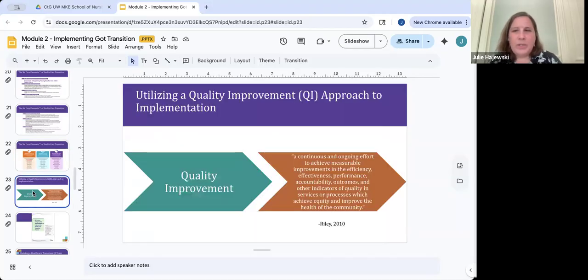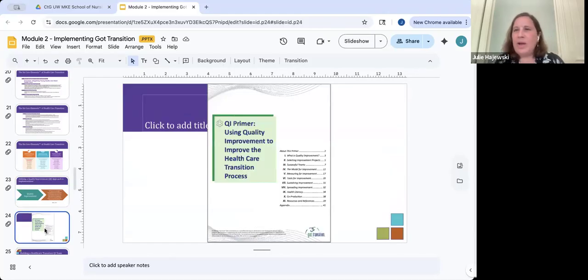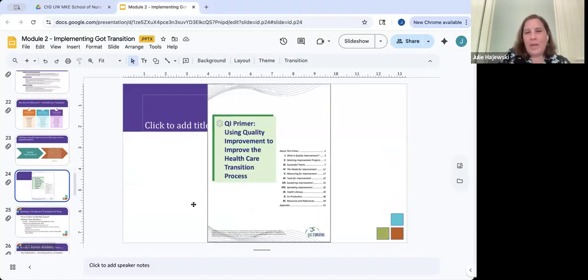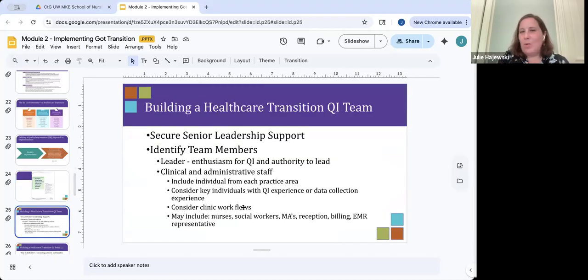They very strongly encourage clinics, practices, and healthcare systems to take a QI approach to the implementation of a transition process with patient populations. And this comes from that standard Riley definition of QI, right? Continuous and ongoing effort. So much so that they actually have available for you right on Got Transition what they call their QI primer. If you want to implement Got Transition and you want to use this QI process, here is the guidebook for you. We've made it easy. And through this guidebook, they have all the pathways, all the worksheets to do that QI process.